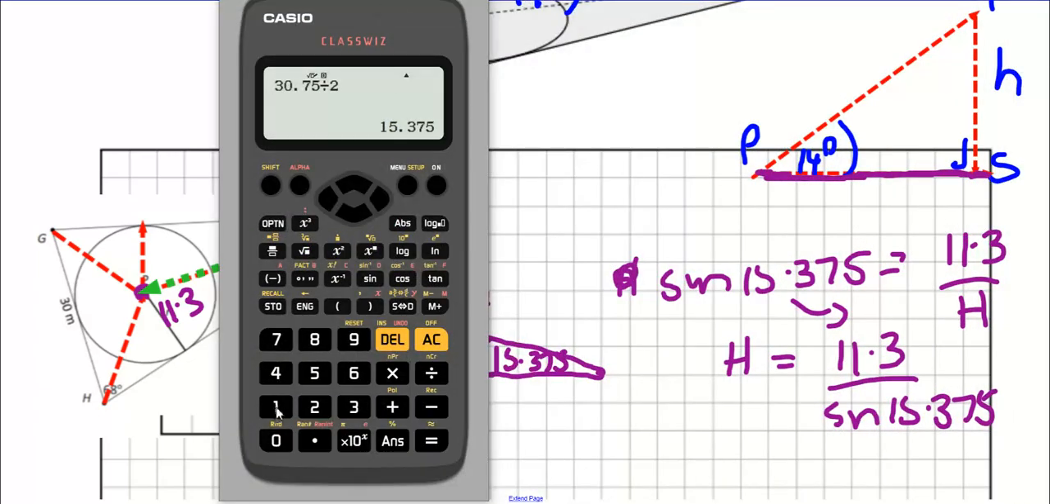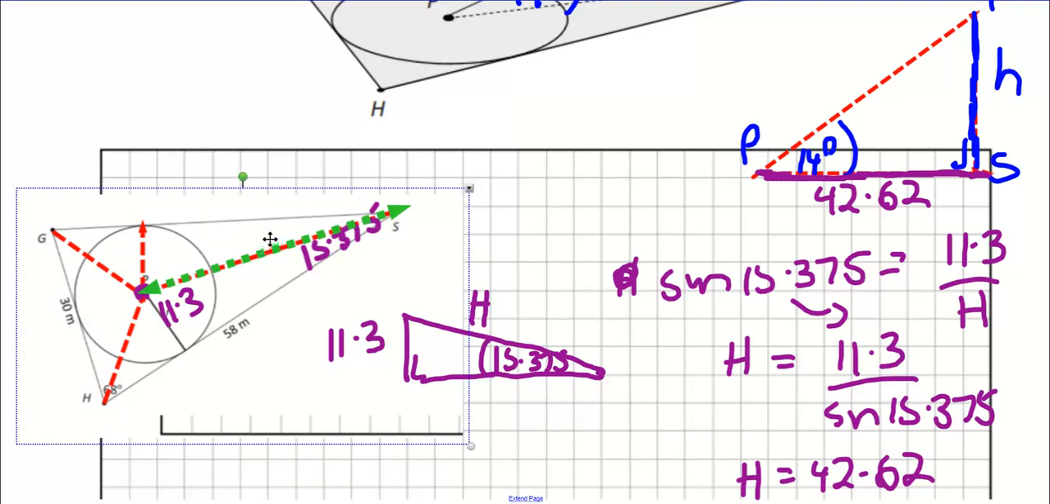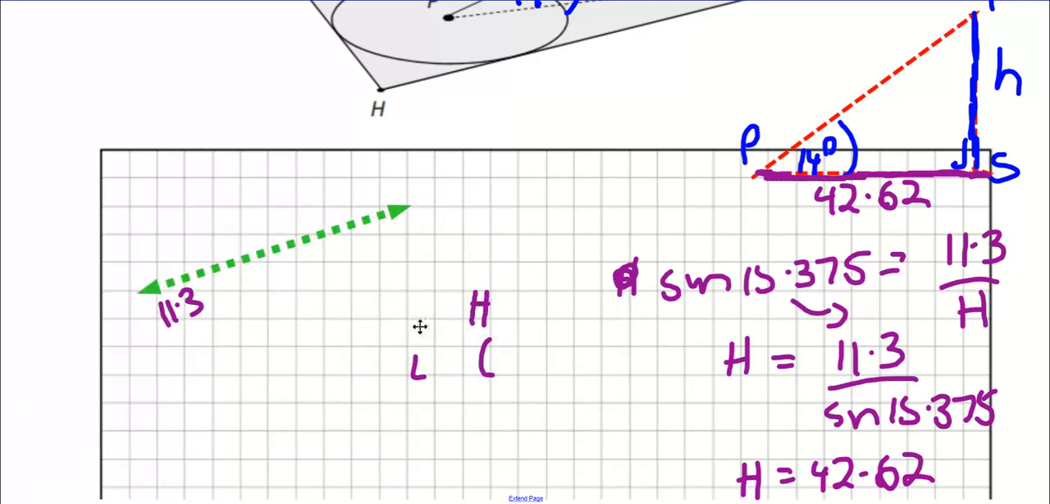So 11.3 divided by sine 15.375 is 42.62. So H is 42.62. So H is in fact PS, so that's 42.62. Our goal is to find out what H is. So now we're going to use another triangle. Okay, just going to get rid of all these workings from earlier.